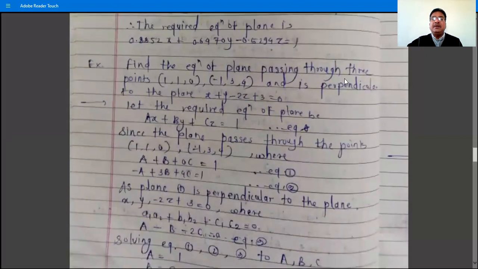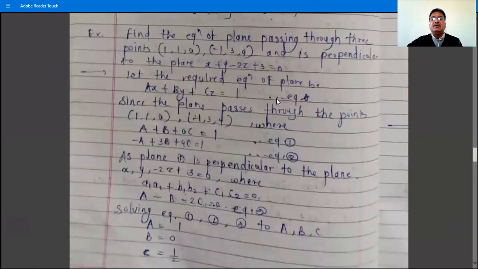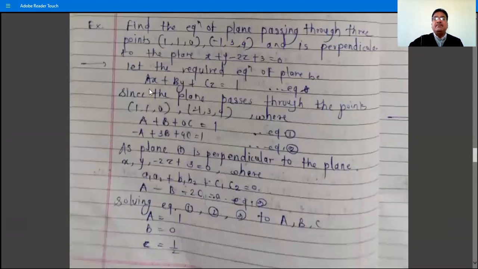Next, find the equation of the plane passing through these 2 points and perpendicular to the plane x plus y minus 2z plus 3 is equal to 0. Suppose the equation of the plane is Ax plus By plus Cz is equal to 1. Suppose this is equation star. Since this plane passes through the 2 points, we have these two equations. Both points satisfy the equation. That is, we have a plus b plus 0c is equal to 1, equation number 1. The second point also satisfies the equation: minus a plus 2b plus 4c is equal to 1.